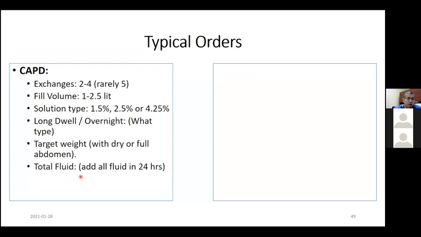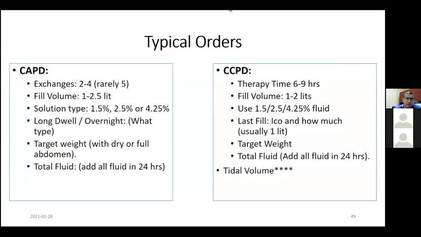Now, things are a bit different for CCPD, in which what you do is you write therapy time, 6 to 9 hours, that's in the night.